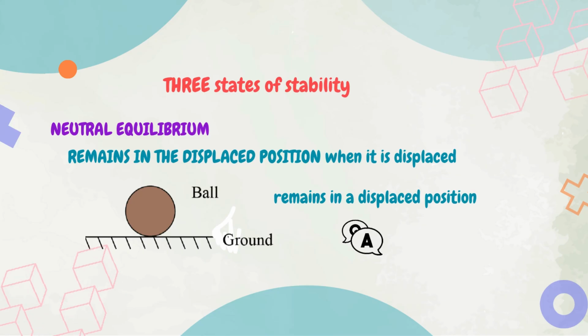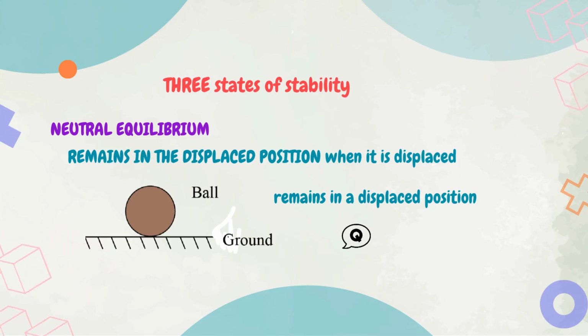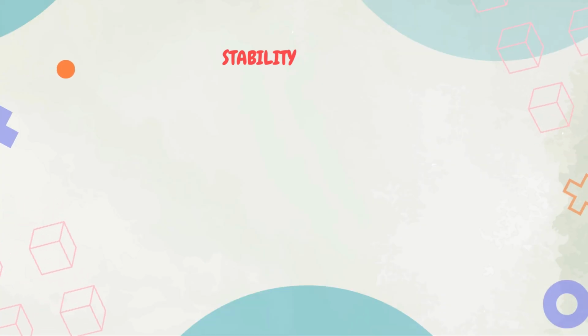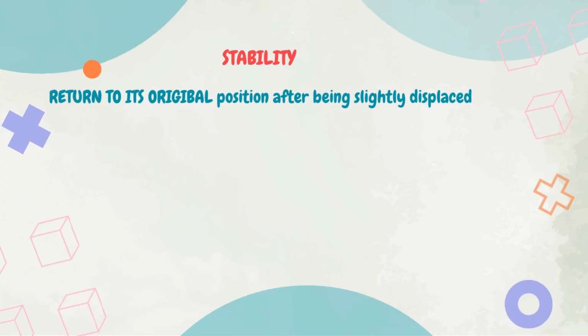Challenge 6. Roll a round object, like a pen or a bottle cap. Does it return to its starting position, or does it stay where you left it? That's neutral equilibrium.